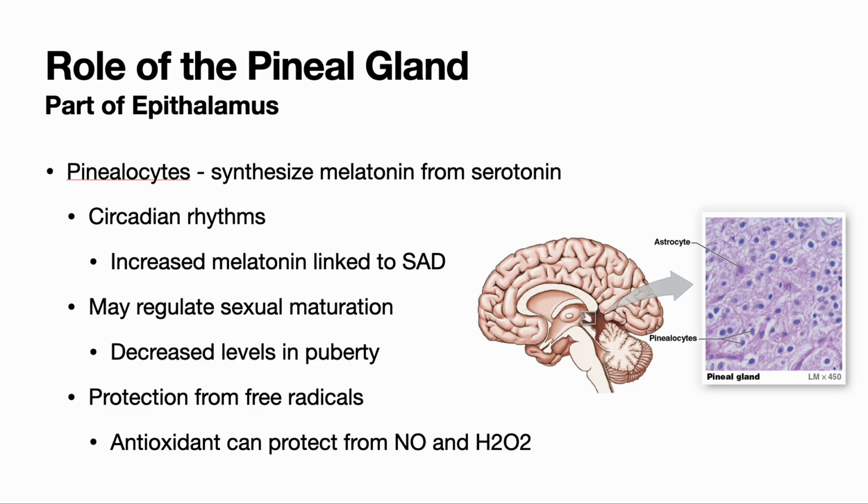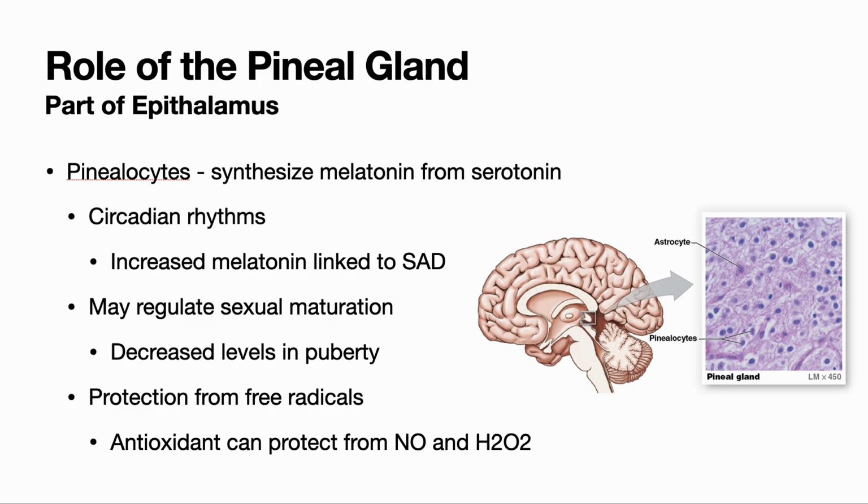Melatonin plays some really important roles. It helps us regulate our circadian rhythm, so sort of when we're awake and when we're asleep, and then also seasonal circadian rhythms. Increases in melatonin are linked to seasonal affective disorder. So decreased exposure to light leads to increased production of melatonin. And for some people who are susceptible, that may lead to seasonal affective disorder. So light therapy is one way to treat it.